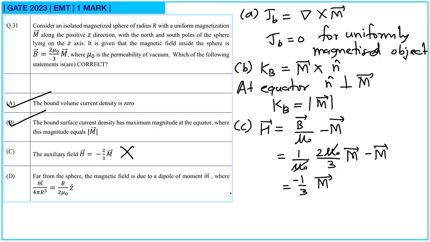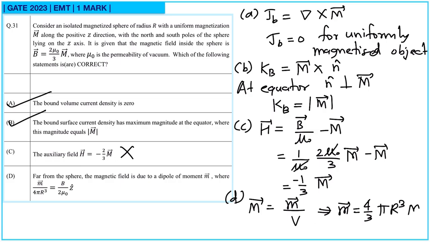And for option D, far from the sphere, the magnetic field is due to a dipole moment m bar, where m bar upon 4 pi r cube is equal to B by 2 mu naught z cap. Now magnetization, this capital M bar, is equal to magnetic moment per unit volume. So from here, magnetic moment is equal to volume into magnetization, and volume will be 4 by 3 pi r cube into M bar. So that will be the magnetic moment.